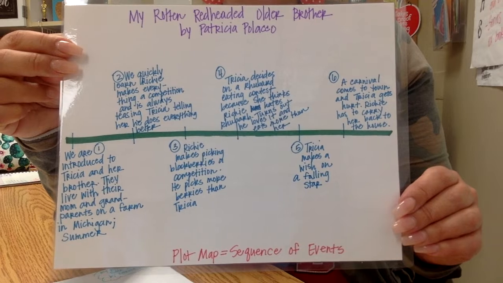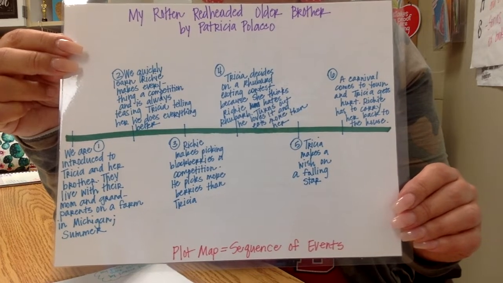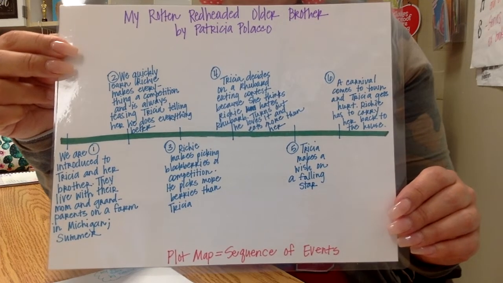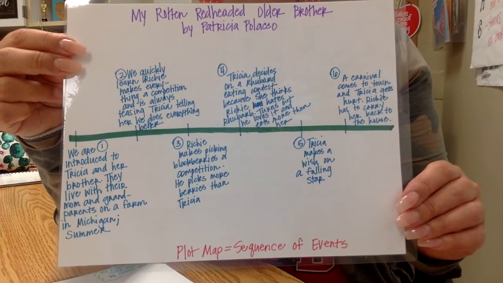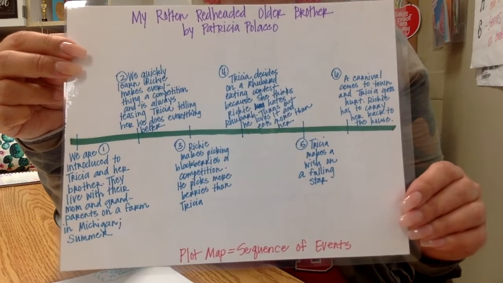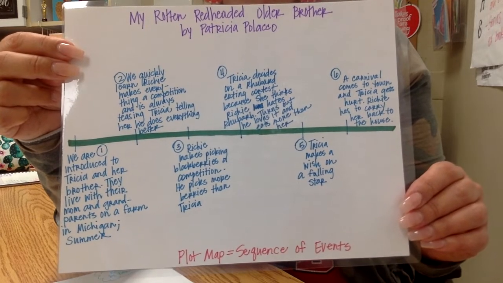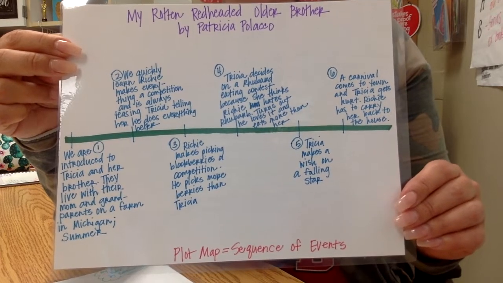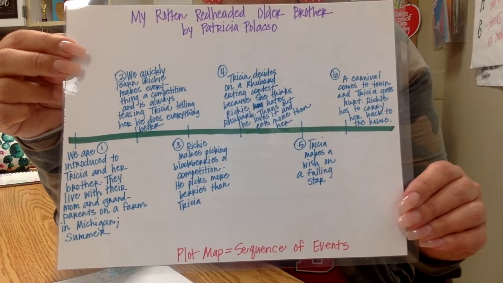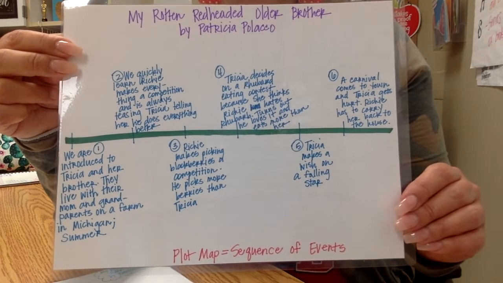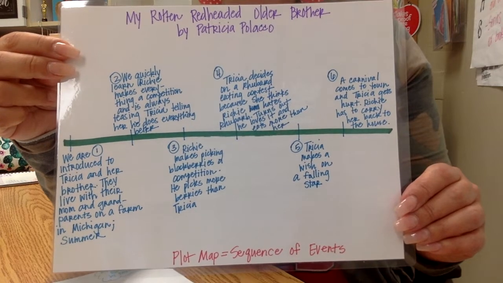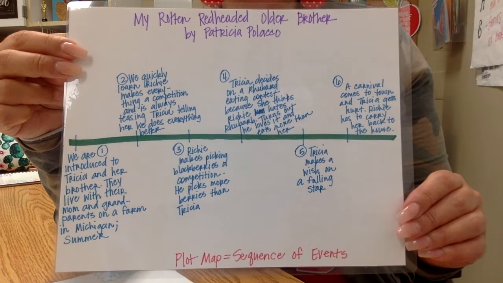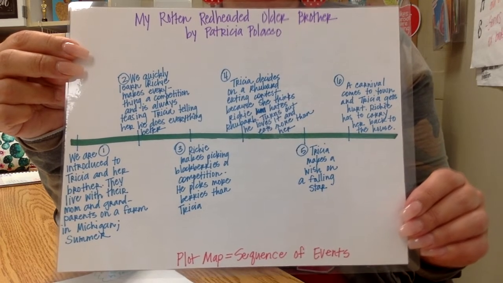This is the direction we're going with this. A plot map is nothing more than the sequence of events. So even though a plot map might look a little more challenging, if we can put events in order on a timeline, then we can put them in order on a plot map, okay? The first event, we are introduced to Trisha and her brother. They live with their mom and grandparents on a farm in Michigan, and this is taking place during the summer. We quickly learn Richie makes everything a competition and is always teasing Trisha, telling her he does everything better.